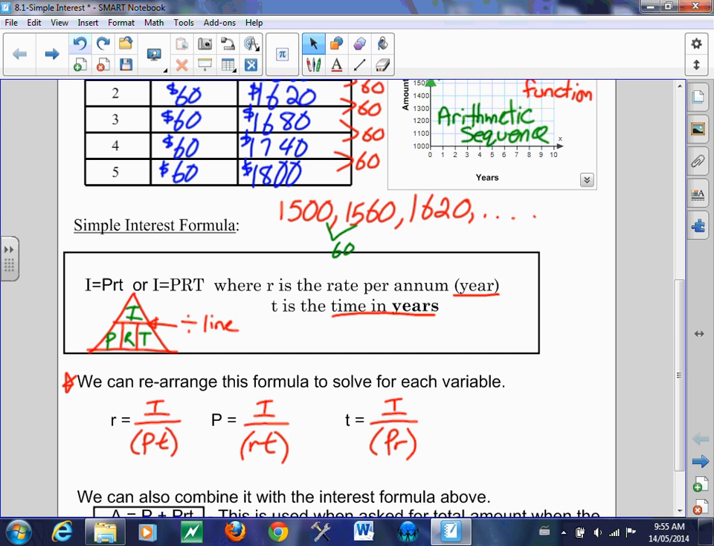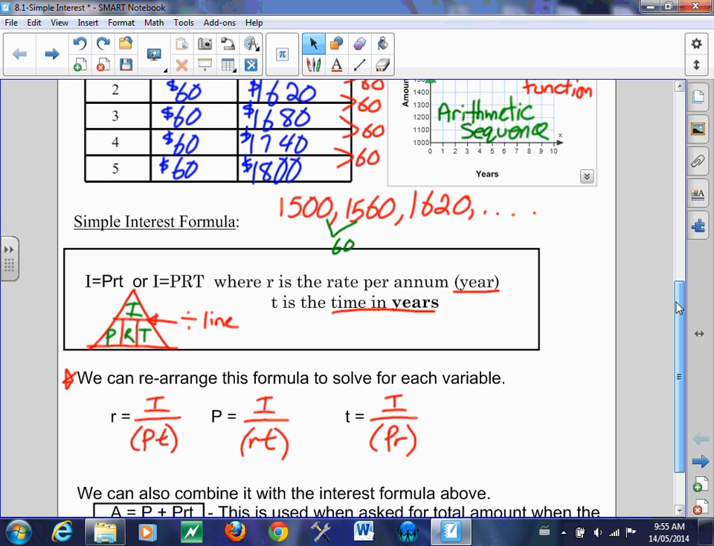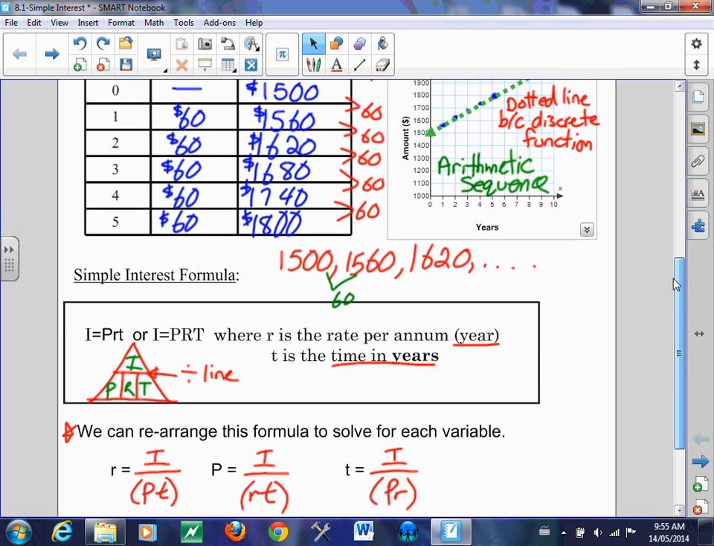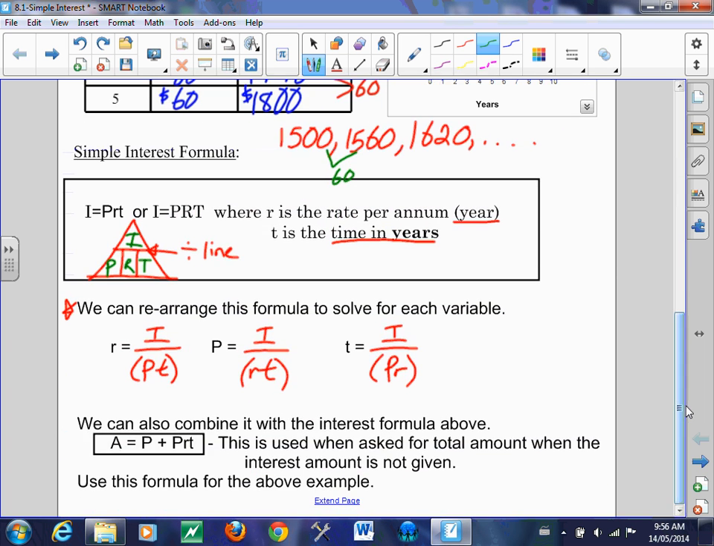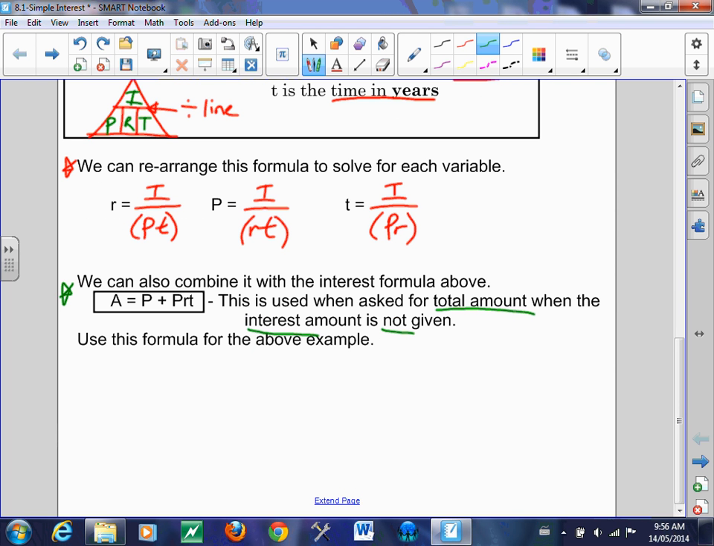All right. Now, ladies and gentlemen, interesting to note that this formula is I equals PRT, and the one above here has an I in it. So I can substitute the I part for that and put it in here if you're asked for a question and the interest isn't given. So we can also combine it with the interest formula above. This is used when you're asked for the total amount and the interest amount is not given. Okay, so let's use this example for the above.